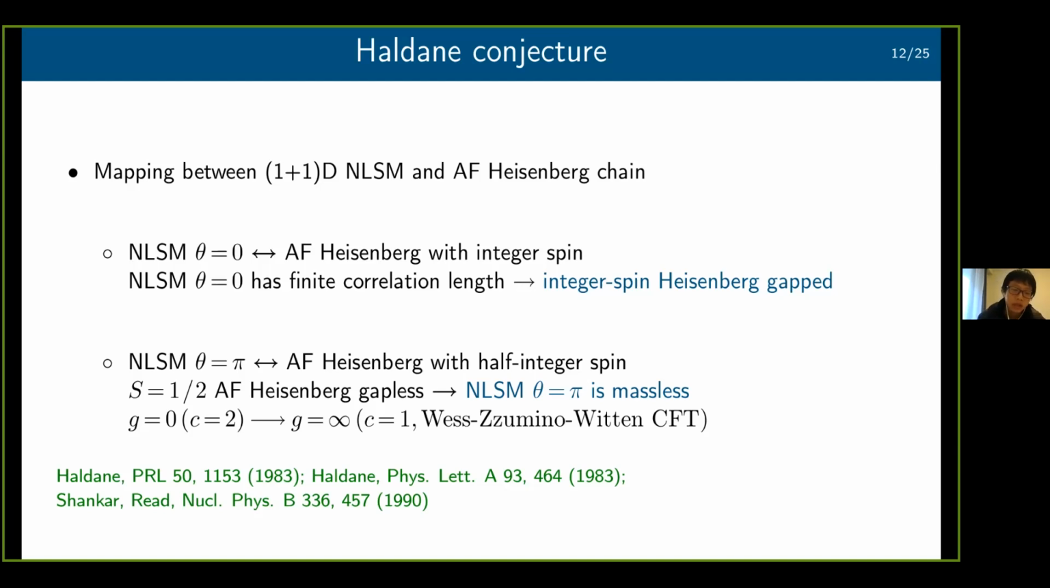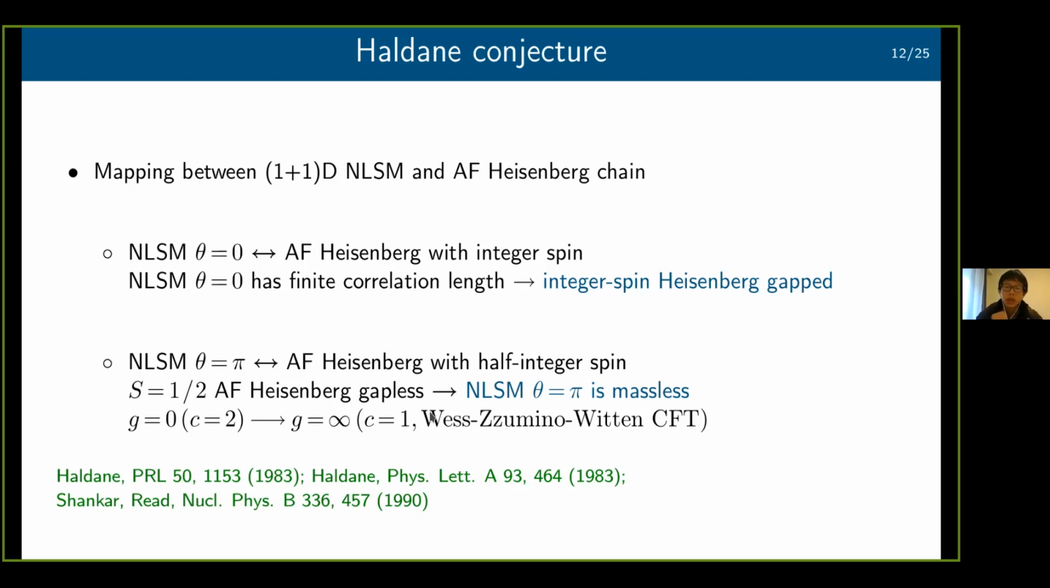It was later proposed by Shankar and Read in the early 1990s that this model actually is gapless for all the coupling constants from the weak coupling limit to the strong coupling limit. So there is an RG flow from the weak coupling limit at g equals 0 to the fixed point at g equals infinity. At the g equals infinity limit, this model is well described by the Wess-Zumino-Witten CFT with central charge 1.